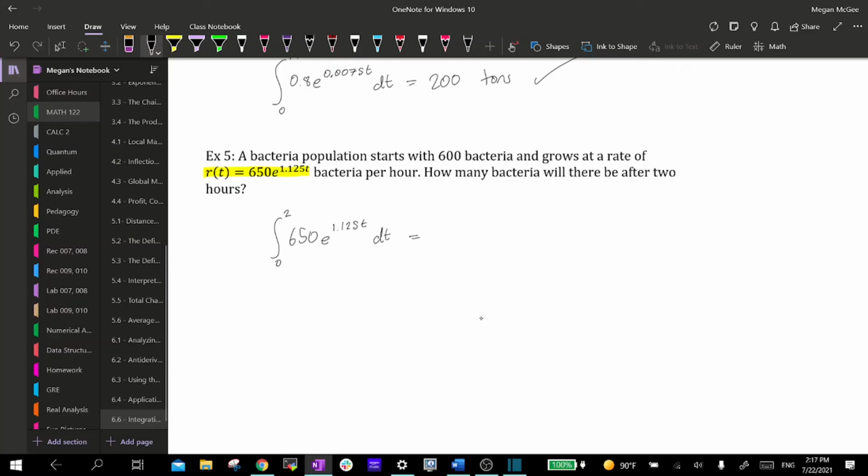Okay. So to take this integral, we have e to the 1.125t divided by that constant, 1.125, and then we have our 650 that was still there, and we need to evaluate this from 0 to 2. We can go ahead and simplify by doing this division here, so we end up with 577.77 e to the 1.125t evaluated from 0 to 2.